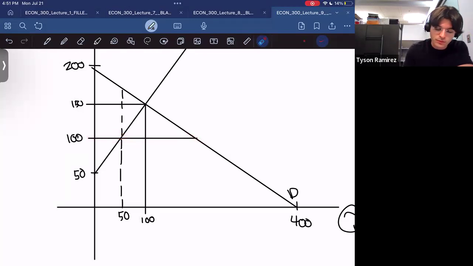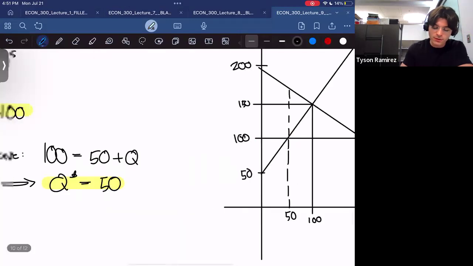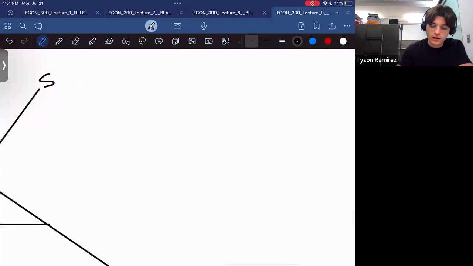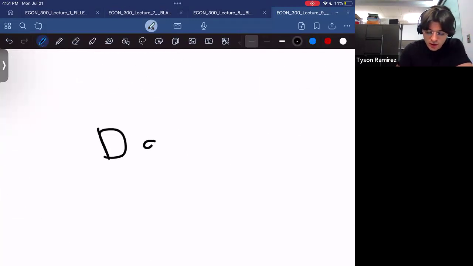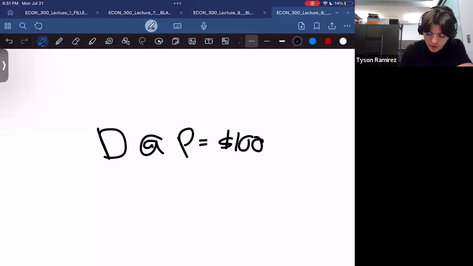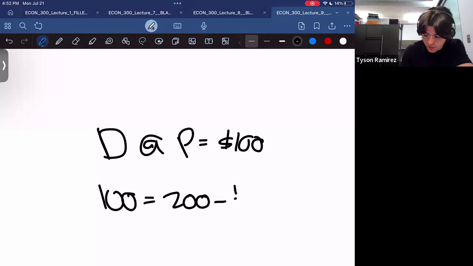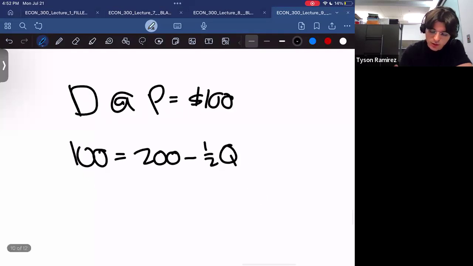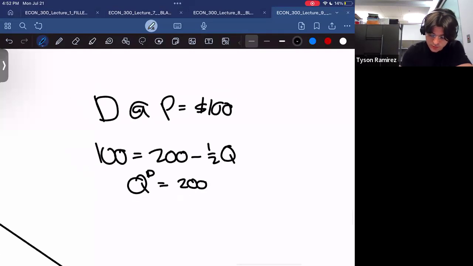If we were to plug in demand at price equal to 100, what we would find is that 100 would be equal to 200 minus 1/2 Q. And in this way, the quantity demanded is equal to 200.